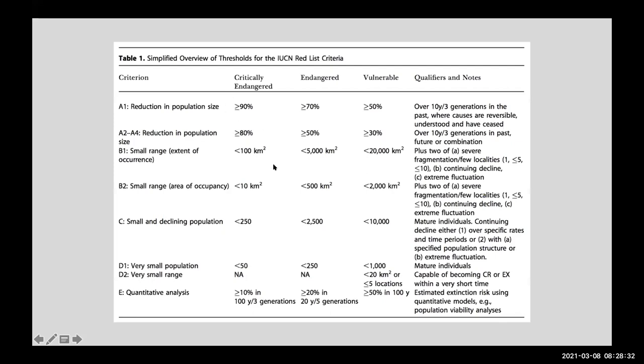I'm not sure the difference between those two. Has a very small range. Has a very small actual area of occupancy, has a very small actual population of individuals, or has an extinction risk of, it looks like this is a, well, I'm not sure why it says greater than 10% and then greater than 20%. Anyhow, you could do a quantitative extinction risk and essentially predict that this species has a high probability of going extinct.